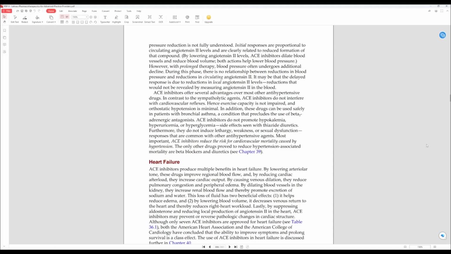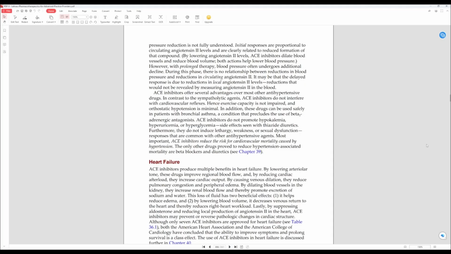ACE inhibitors offer several advantages over most other antihypertensive drugs. In contrast to the sympatholytic agents, ACE inhibitors do not interfere with cardiovascular reflexes. Therefore, exercise capacity is not impaired, and orthostatic hypotension is usually minimal. In addition, these drugs can be used safely in patients with bronchial asthma, a condition that precludes the use of beta-2 adrenergic antagonists. ACE inhibitors do not promote hypokalemia, hyperuricemia, or hyperglycemia, side effects seen with thiazide diuretics, for instance.